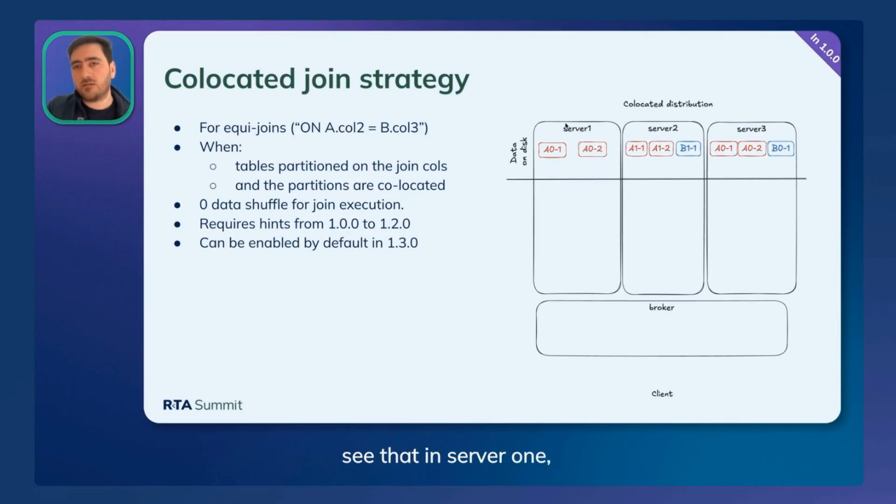Here we can see that in server 1, we have no partition for table B, but in server 2, we have partition 1 for both A and B, and in server 3, we have partition 0 for both A and B. So Pinot can automatically detect that and say, hey, I can run this as a virtual partition and use the parallelism I want, but that will require moving some rows, right?